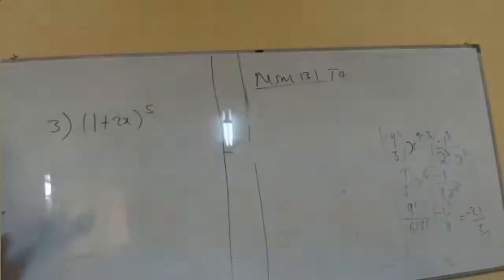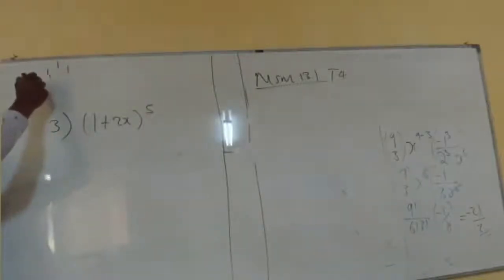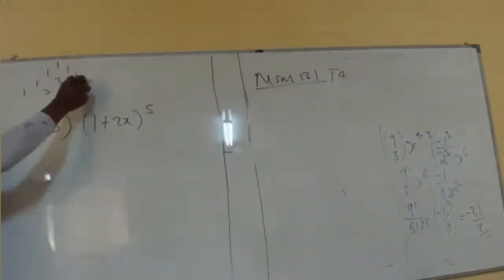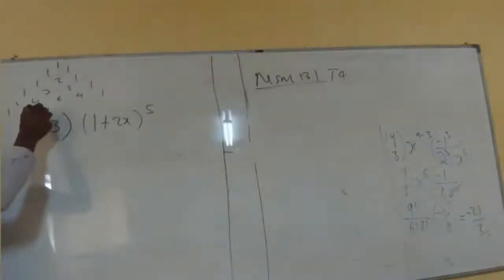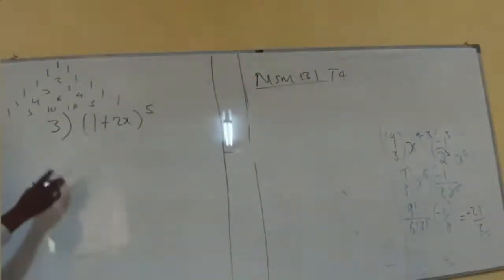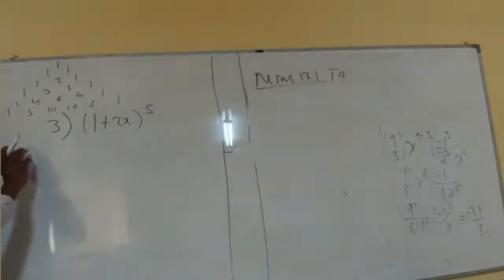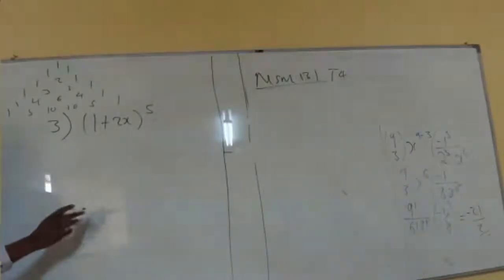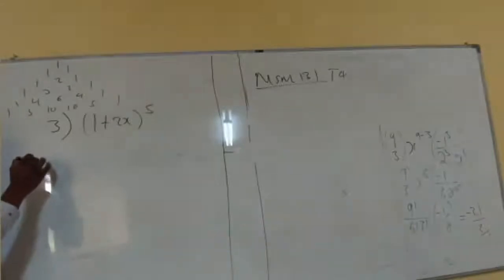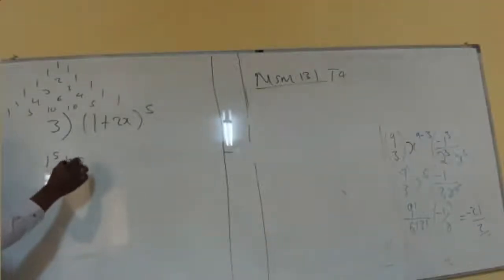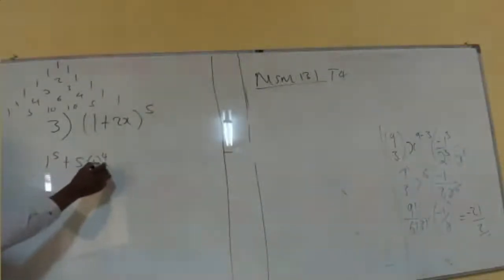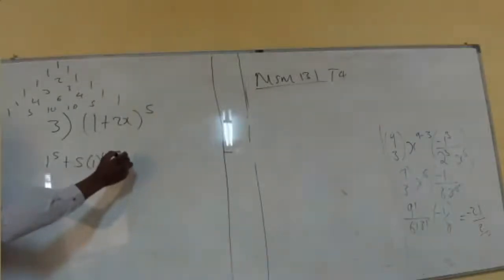So if you check Pascal's triangle, which says 1, 1, 1, 1, 2, 1, 1, 3, 3, 1, 1, 4, 6, 4, 1, 1, 5, 10, 10, 5, 1. Right, so by Pascal's triangle, I know that the coefficients of a plus b to the power 5 are 1, 5, 10, 10, 5, 1. Right, so this is basically going to be the first term as 1 to the power 5 plus the second term, which is going to be 5 multiplied by 1 to the power 4, then 2x to the power 1.